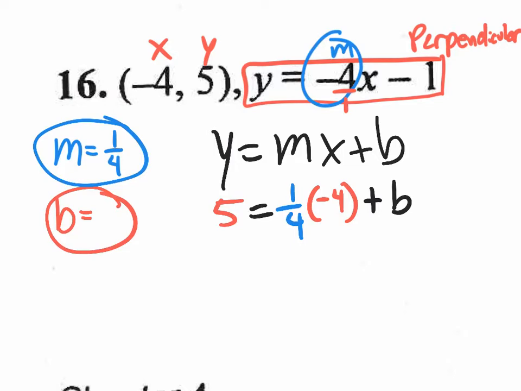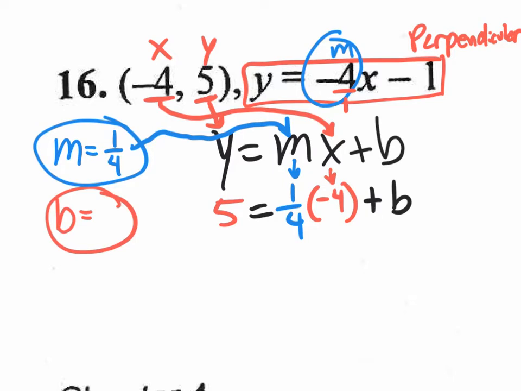Just to clarify, guys, the y value of 5 went right here. That x value of negative 4 went over here in the x. That's why it came down right there. The m value of 1/4 goes right here where the m's at. So that's where we got all our three values. Now let's do the math.